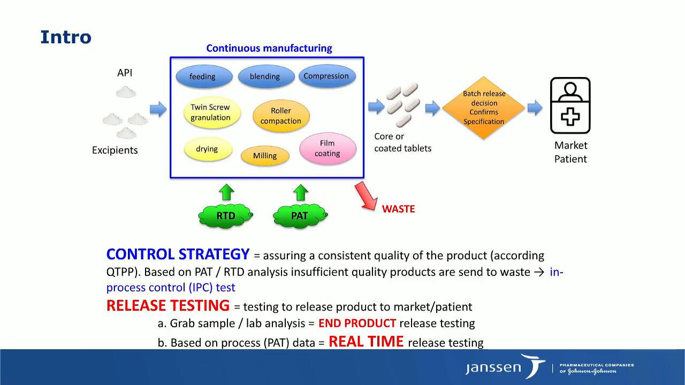On the other hand, you have release testing. It's testing to release the product to the market itself. Traditionally, you would take a grab sample and you would do lab analysis. This is what we call end product release testing or finished product release testing. But you could also use all the PAT data that has been generated during your continuous manufacturing process. And if we use the PAT data, we talk about real-time release testing.